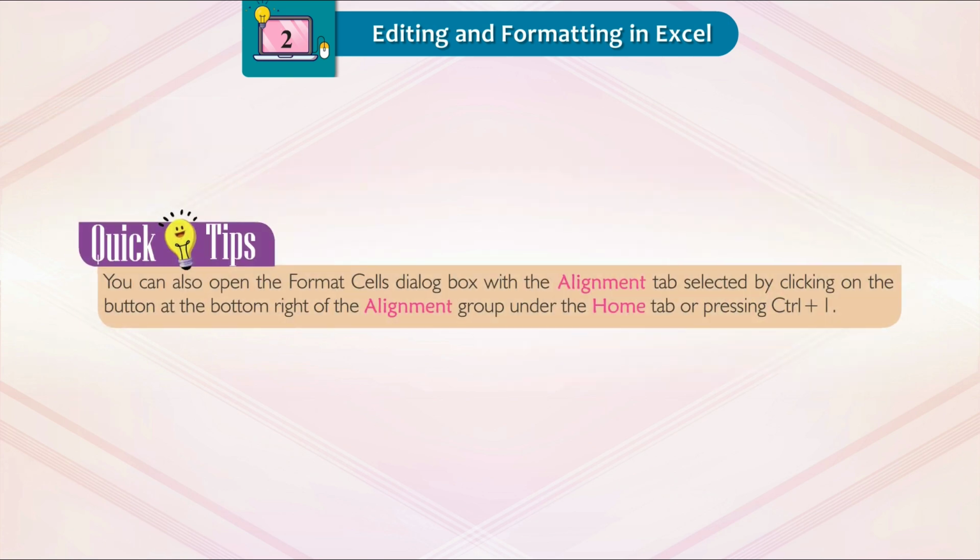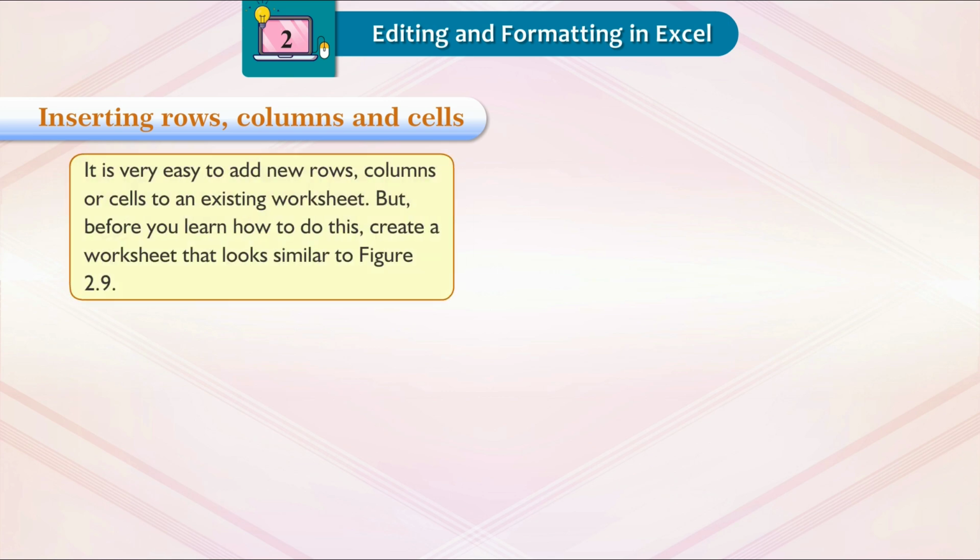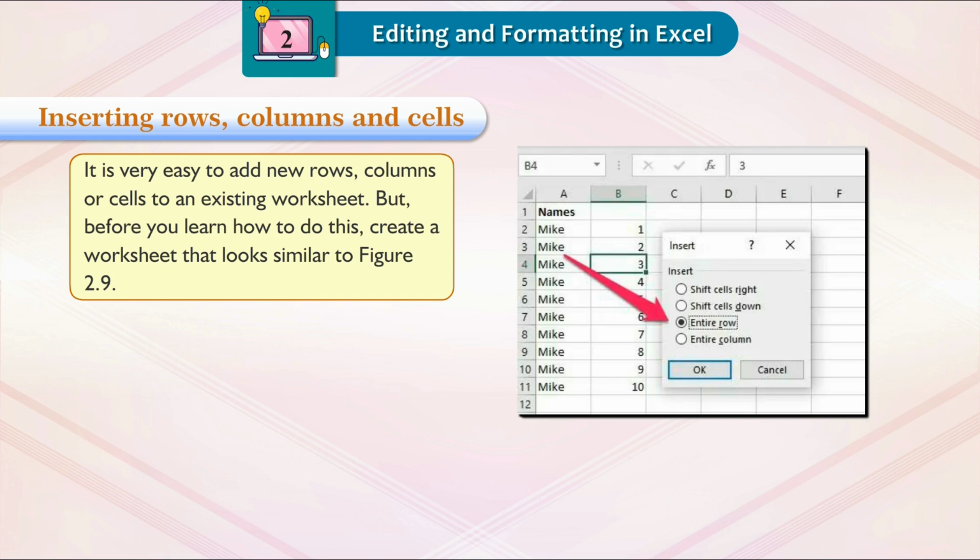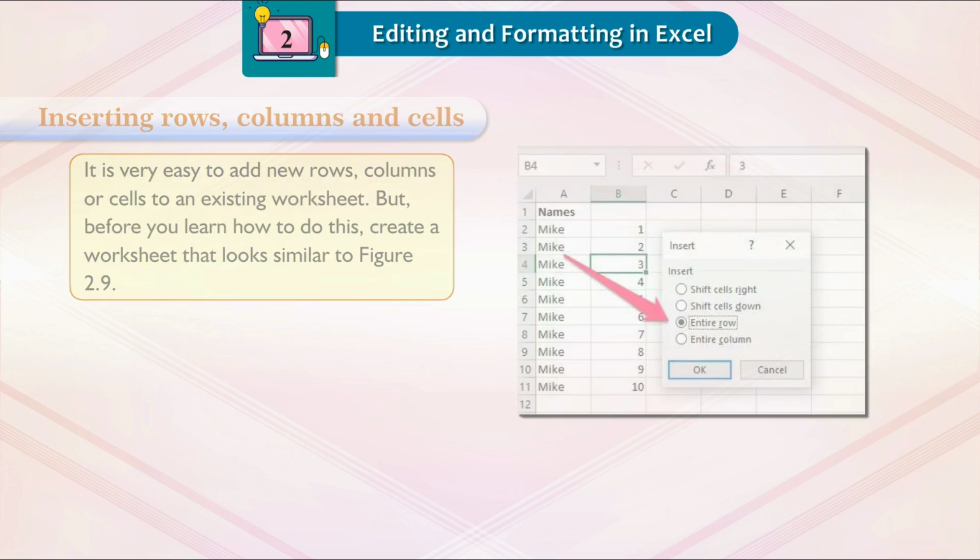Quick tips. You can also open the Format Cells dialog box with the Alignment tab selected by clicking on the button at the bottom right of the Alignment group under the Home tab or pressing Ctrl+I. Inserting rows, columns and cells. It is very easy to add new rows, columns or cells to an existing worksheet. But before you learn how to do this, create a worksheet that looks similar to figure 2.9.